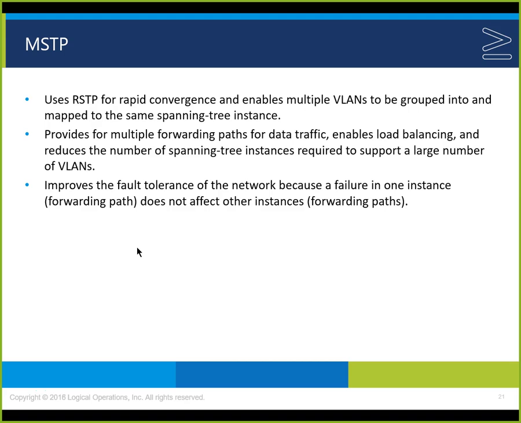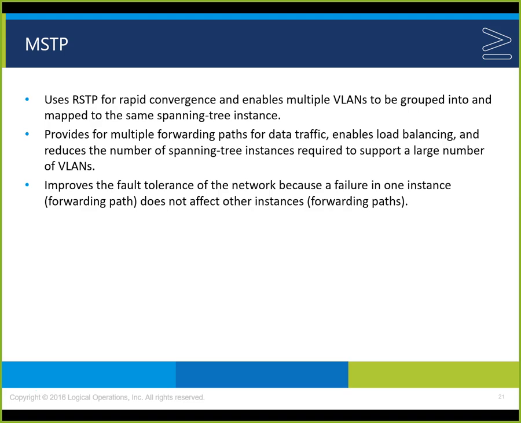Multiple spanning tree is the one that groups the different VLANs together. Multiple spanning tree uses rapid spanning tree protocol, actually per VLAN, for rapid convergence. It enables multiple VLANs to be grouped into and mapped to the same spanning tree instance, so that they're all going to use the same blocked port, all the ones that are grouped together. Fewer calculations, a lot fewer topology changes are going to be calculated.